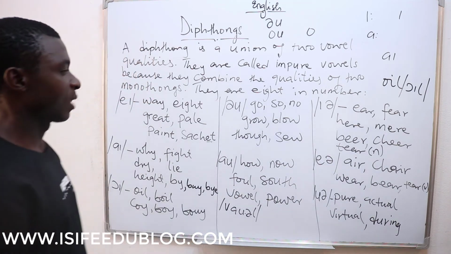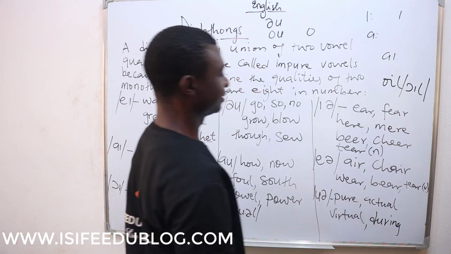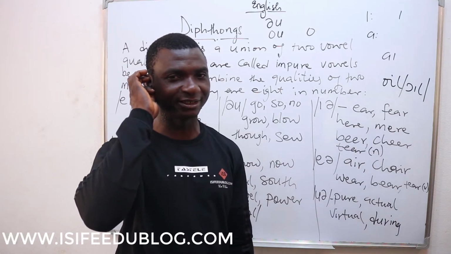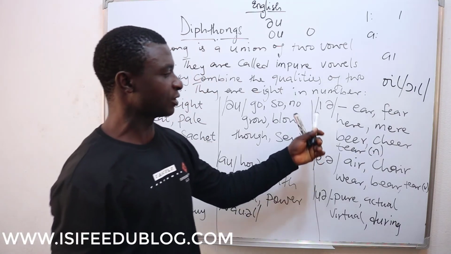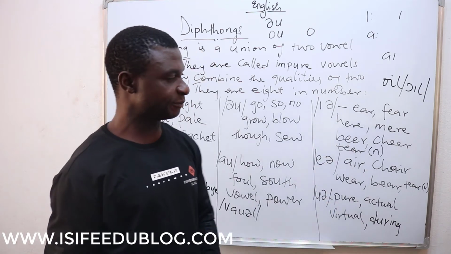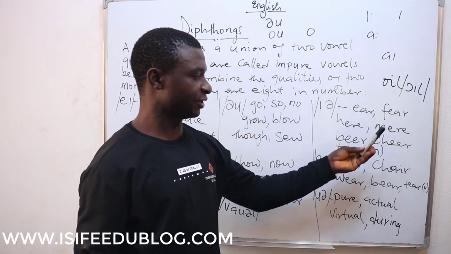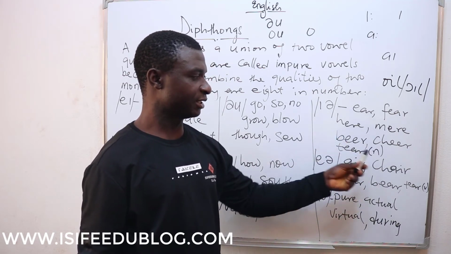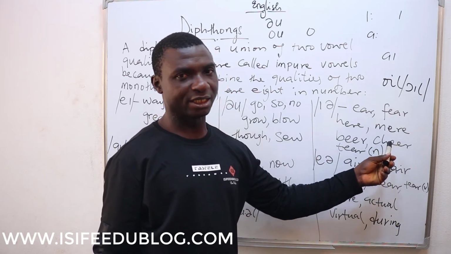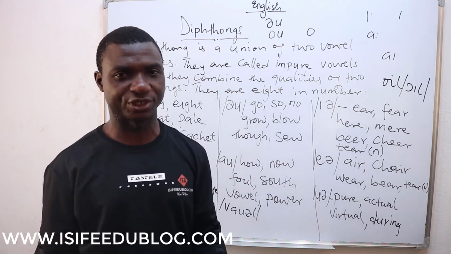Next is /ɪə/. Ear. This is my ear. So the sound /ɪə/ is exactly pronounced as the word ear. Other examples include fear, hear, mere. A good number of Nigerians would say meh. No, this word is not meh, it is pronounced mere, just like atmosphere. Alright?